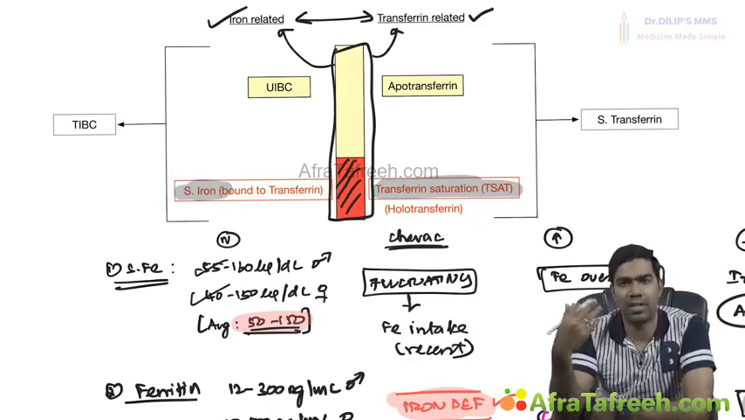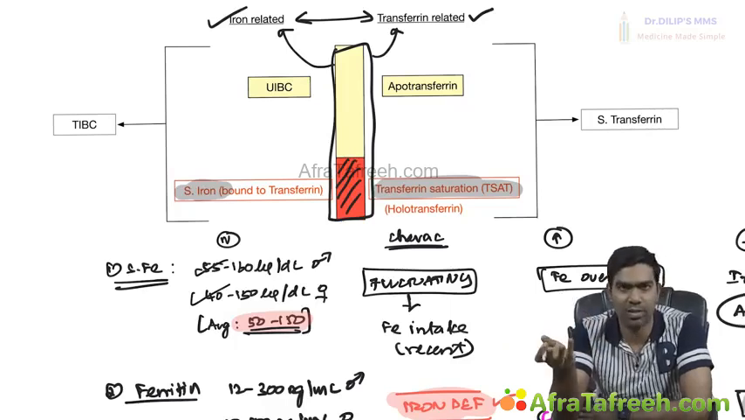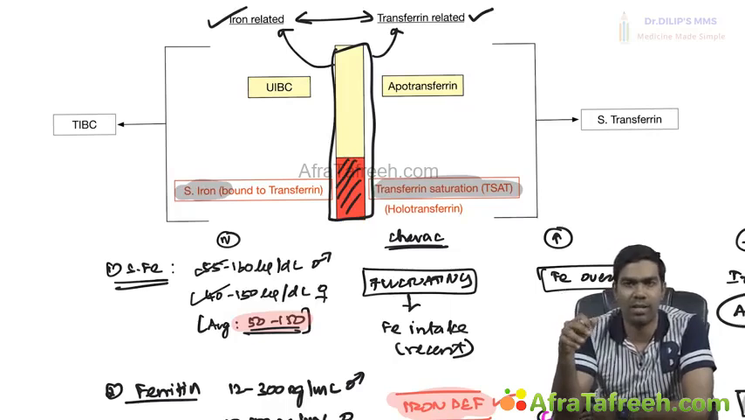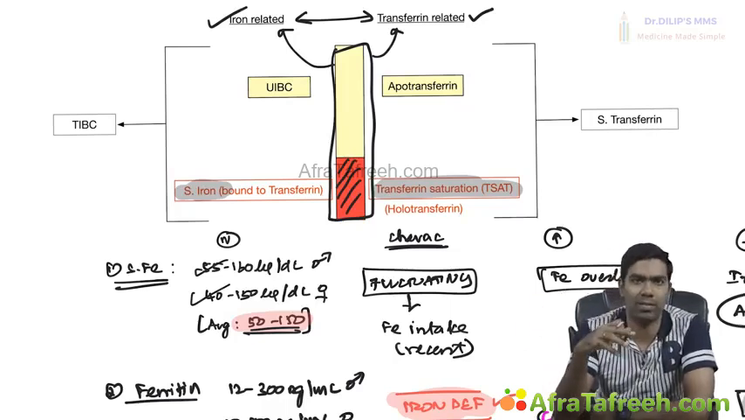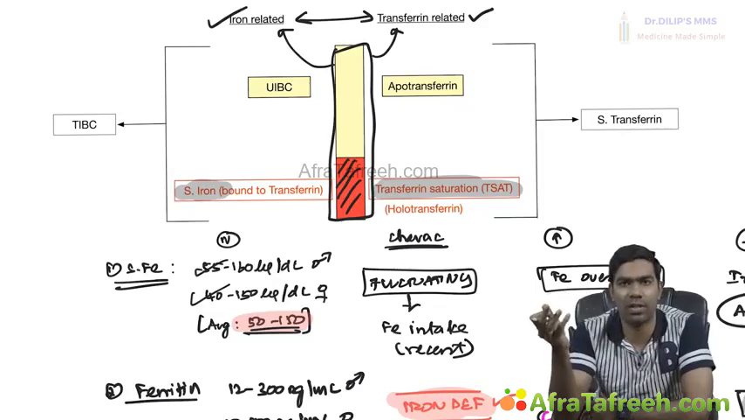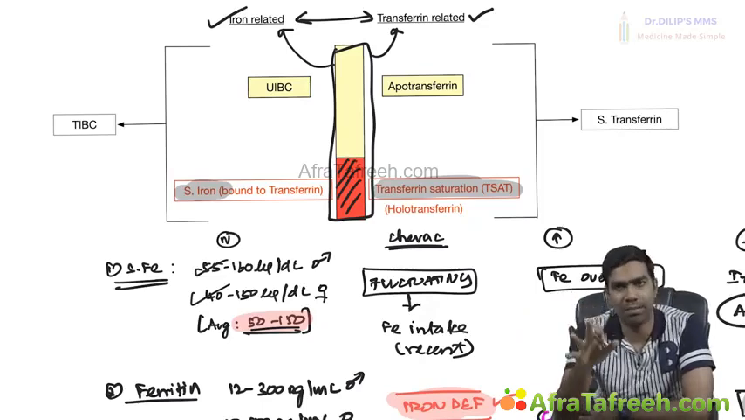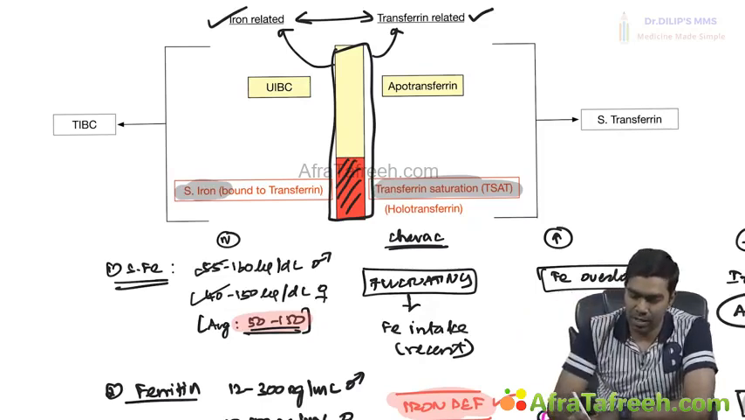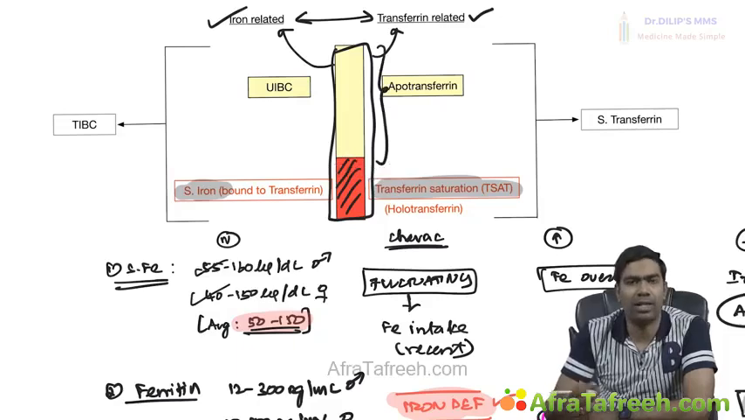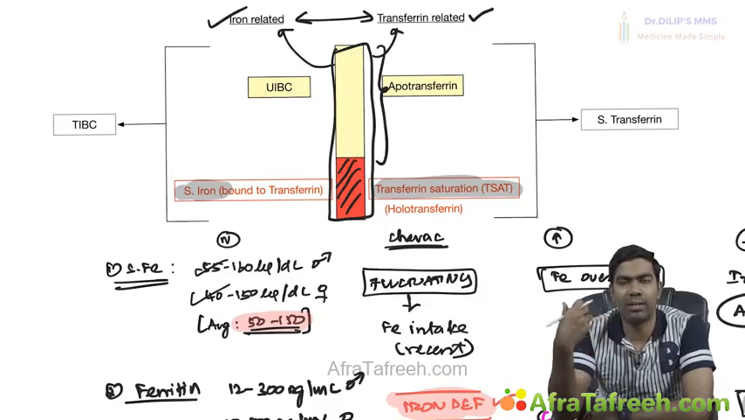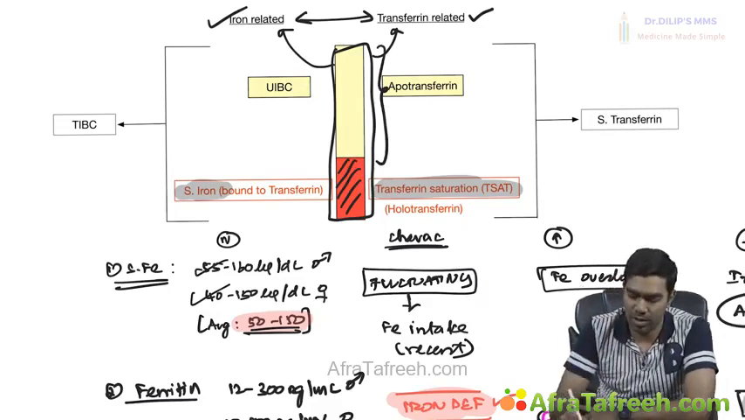If you take in transferrin-related terms how much iron is bound to the transferrin, we are going to call it transferrin saturation. How much transferrin is saturated with iron. The same thing, if you tell in iron terms how much iron is bound to the transferrin, is going to tell you the serum iron. Very simple. The same thing.